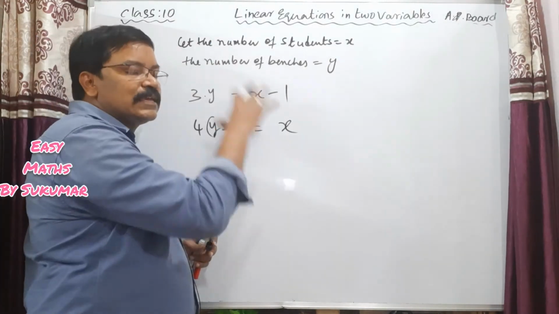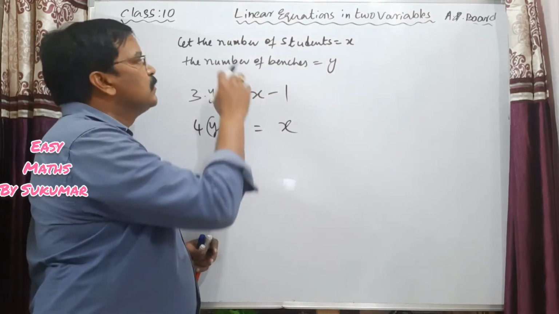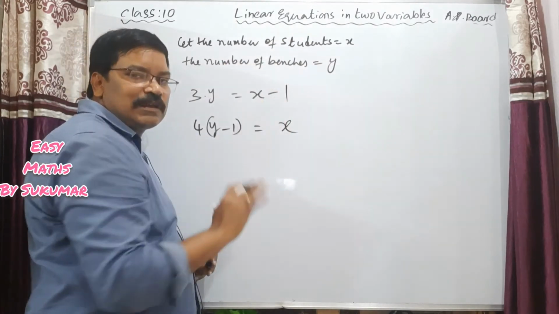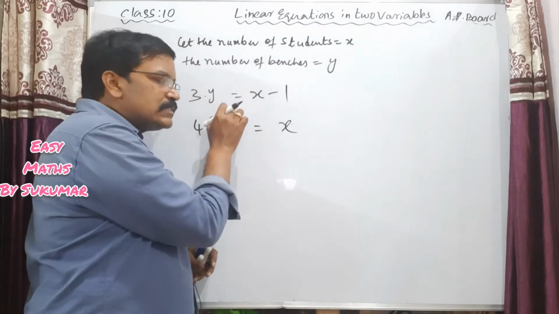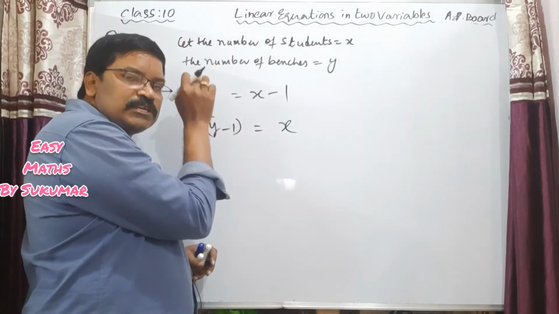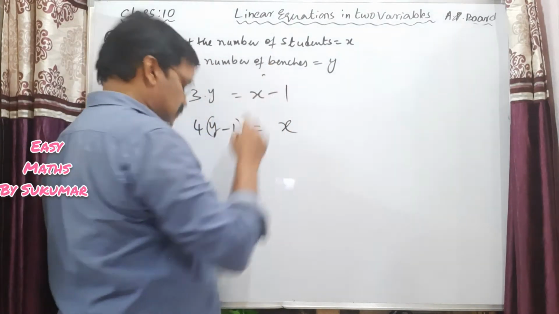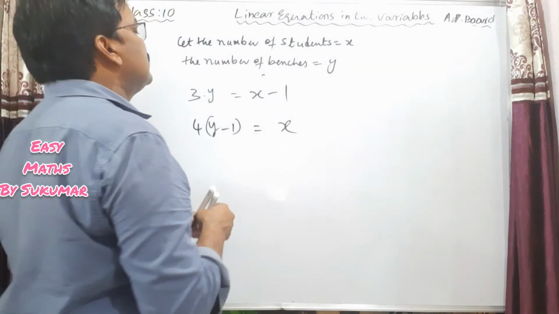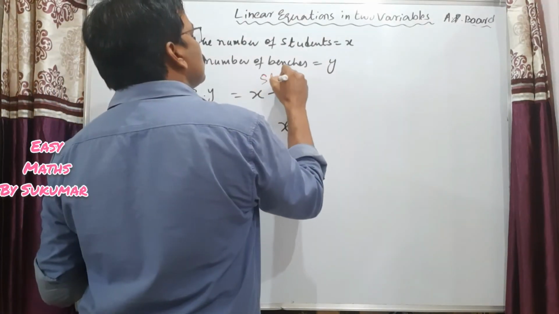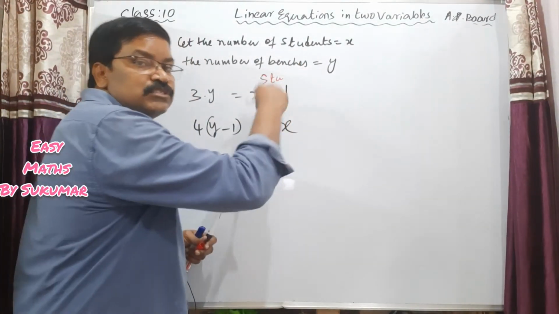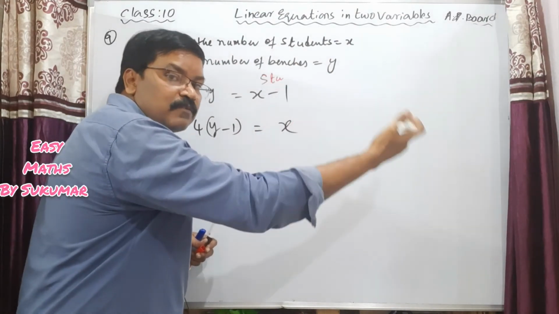Here in this statement, there are students and benches in a class. In the first case, 3 students sit on each bench means one student will be left. That means this right hand side is the students. One student will be left means just remove 1 from the number of students.